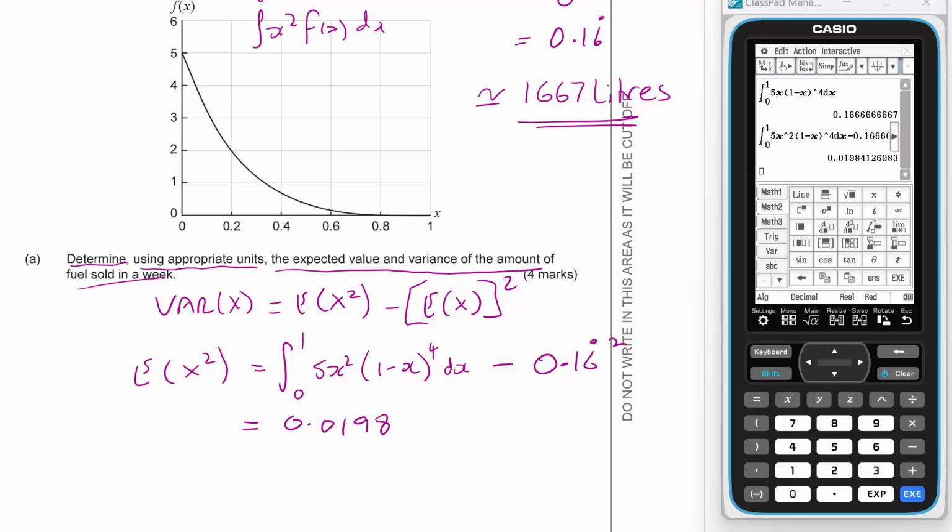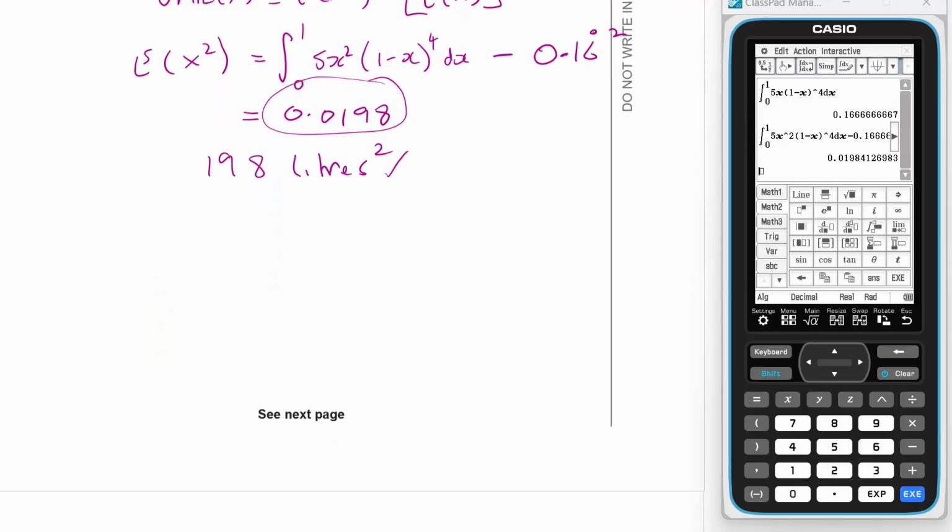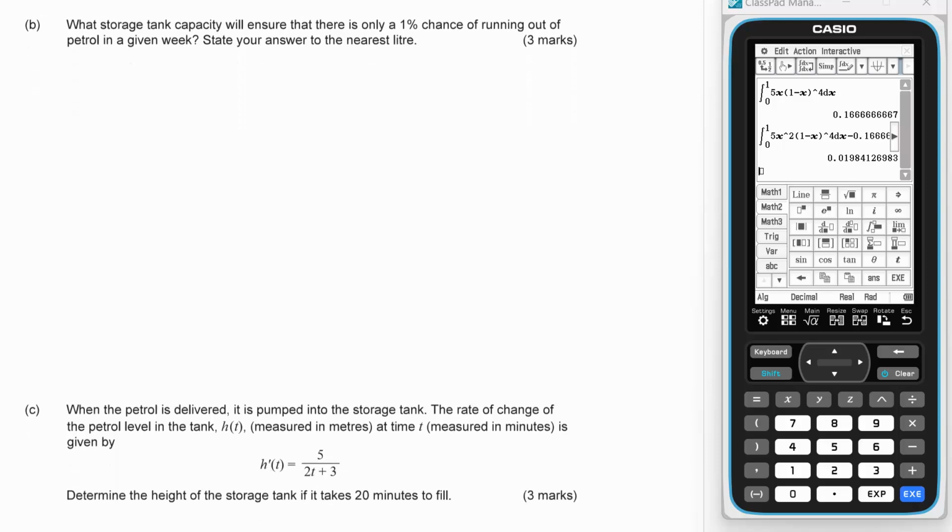And in the WACE solutions, they've multiplied that by 10,000 and given that as 198 litres squared. I agree with the units. I'm not exactly sure that we should have multiplied that just by 10,000 because variance is a squared unit. Hey ho, that's their answer. And we don't really need to use that for the next part anyway.